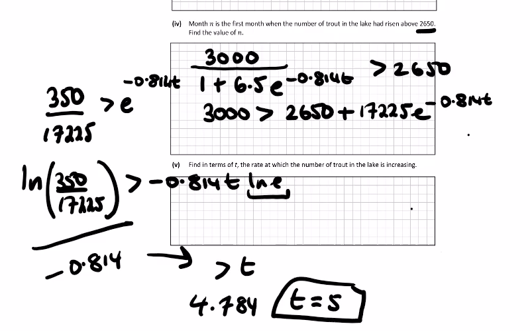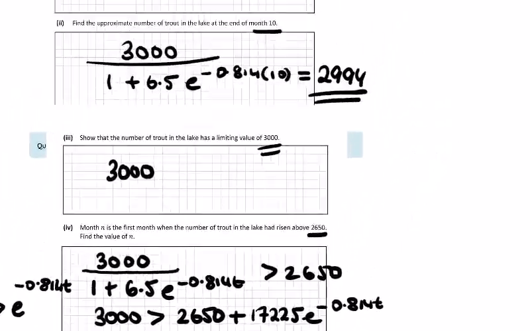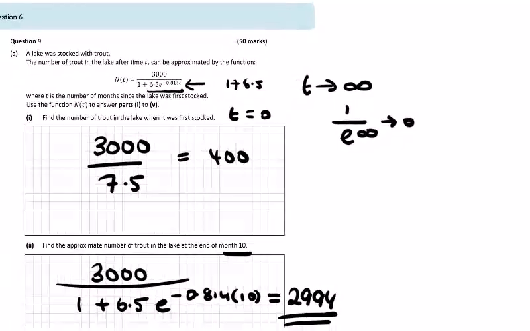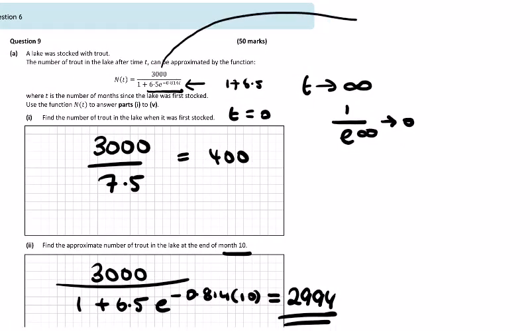In terms of t, the rate at which the number of trout is increasing, that looks like a quotient rule question. We've seen a couple of these in this video already. So quotient rule, the top goes to 0 and the bottom goes to minus 0.814 by 6.5, which is minus 5.291. That's multiplying the power by the 6.5, the differentiated power, and that would be e to the power minus 0.814t. So that's the bottom differentiated.